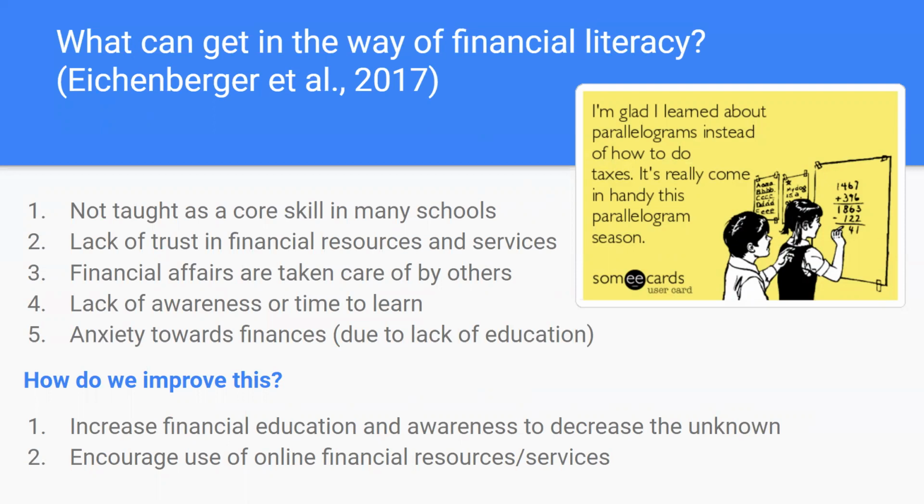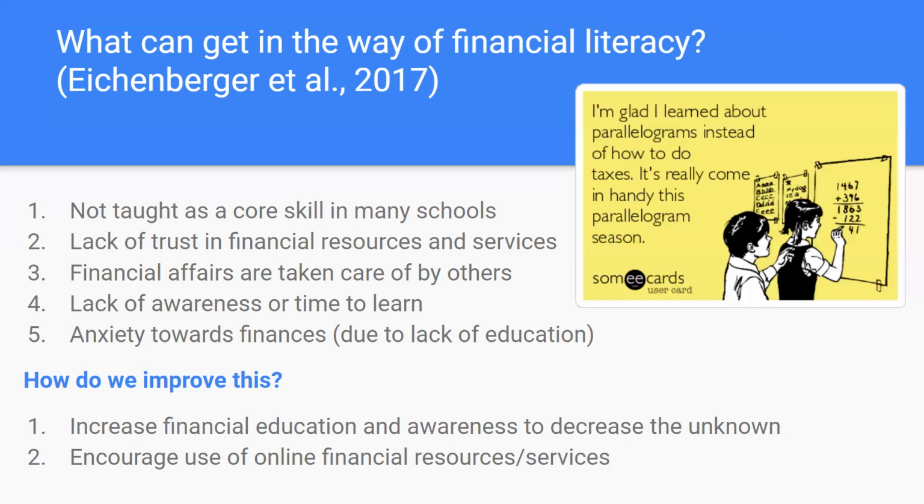People also may have a lack of trust in financial services and resources, and that can be a common thing, especially with the older generation, depending on how they grew up. Financial affairs may also be taken care of by people they care about or other people. And so people may not have financial literacy skills because they never have to really worry about it. If someone else takes care of their financial affairs, they don't need to think about, oh, maybe I shouldn't go to the store and buy this candy bar that I don't need or something like that.